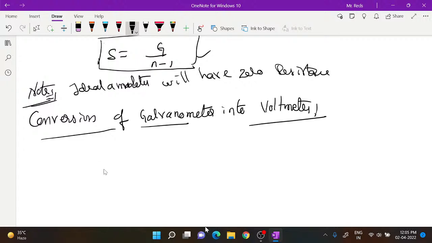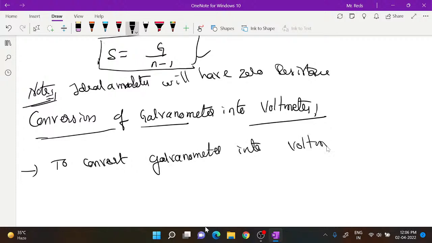Normally speaking, we have already discussed the potentiometer, and the difference between potentiometer and voltmeter. This serves the purpose of measurement of potential only. But with this condition, how to convert a galvanometer into a voltmeter?